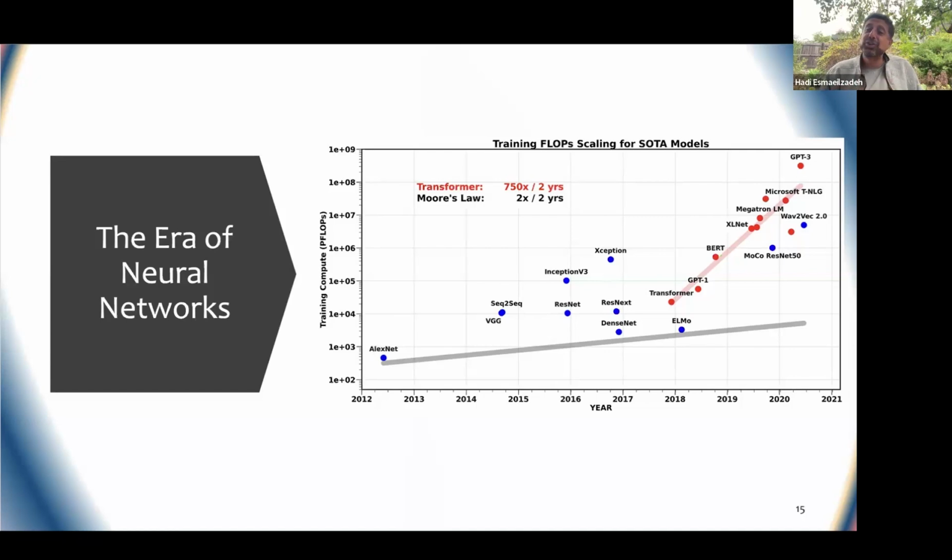This is an exponential graph that shows the compute needs for training these neural networks. The lines are exponentials. The gray line is Moore's law, and the red line shows that general purpose processors do not match. We talked about Moore's law traditionally, but now we're looking at something that requires computation beyond that. So let's jump into neural acceleration from the deep learning perspective.